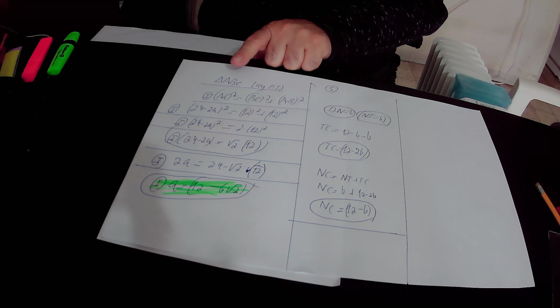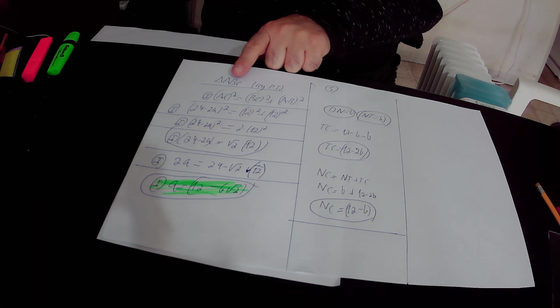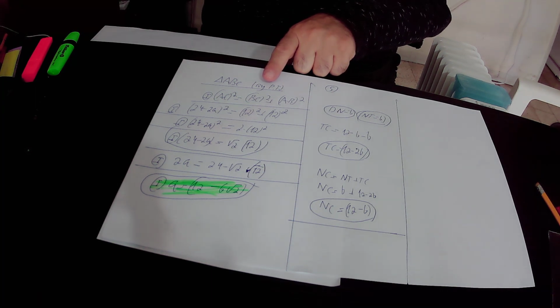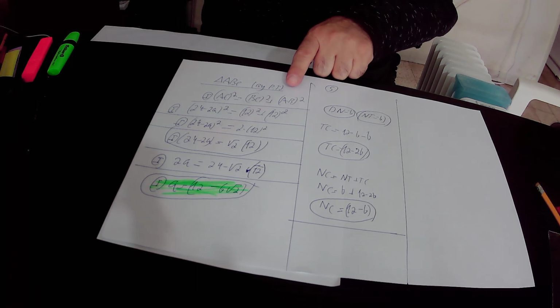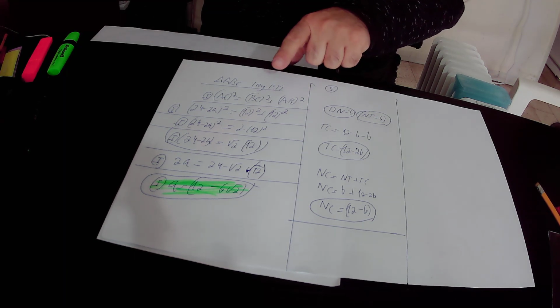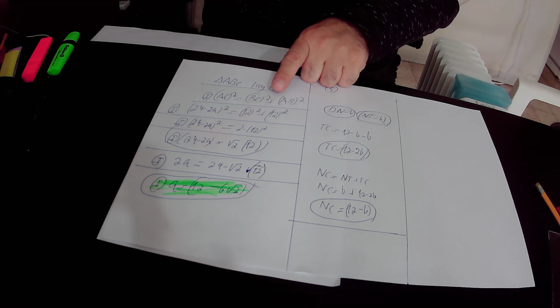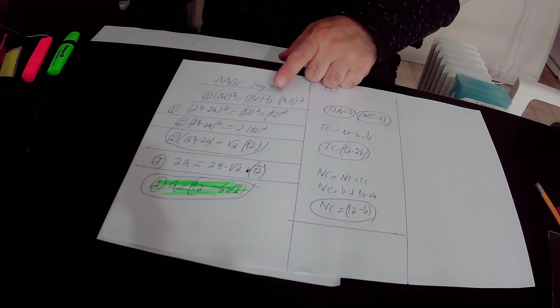We have already found out that AC equals 24 minus 2A. So AC square will be equal to (24 minus 2A) square. That equals BC square plus AB square. BC equals 12, so BC square equals 12 square, and AB equals 12, so AB square is 12 square. And 12 square plus 12 square is 2 times 12 square.